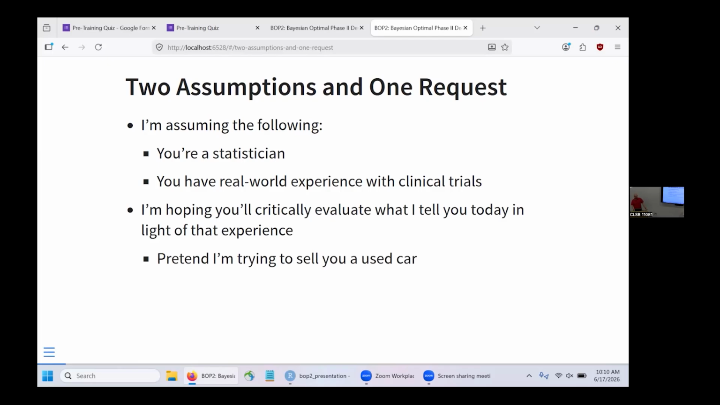So pretend that I'm trying to sell you a used car. You need to kick the tires before you buy. So this is my hope and my request, that you're not going to just take what I say as a given.